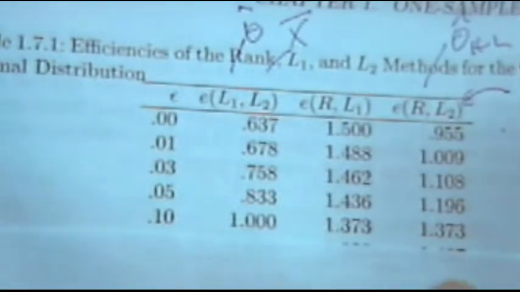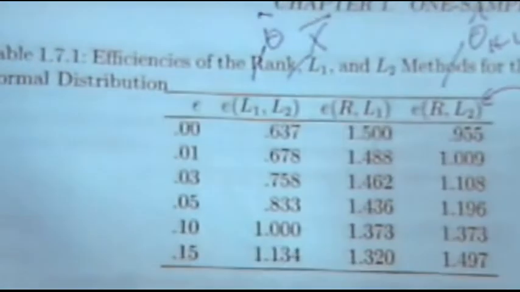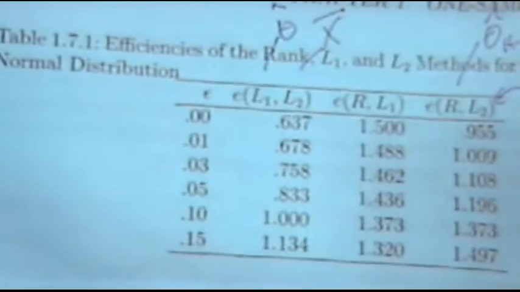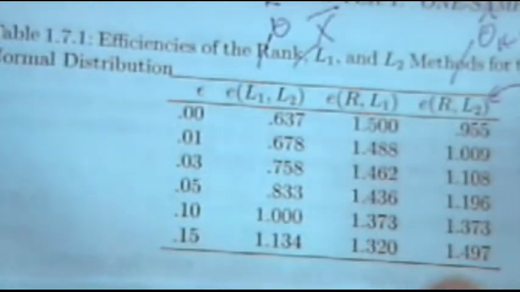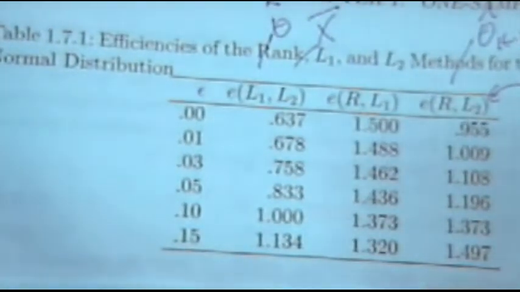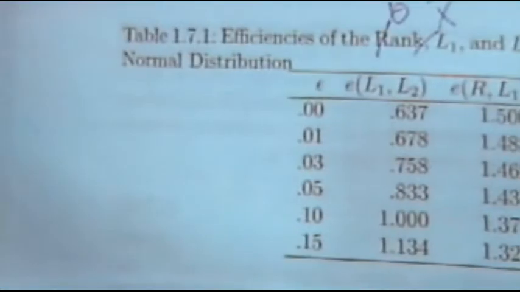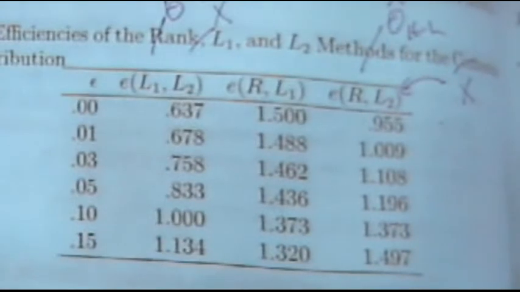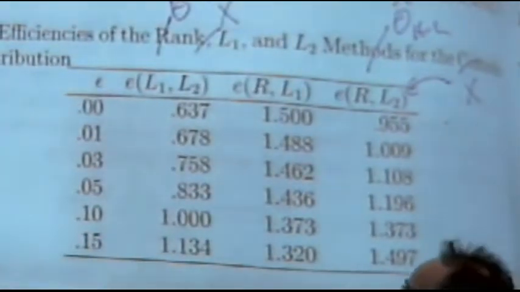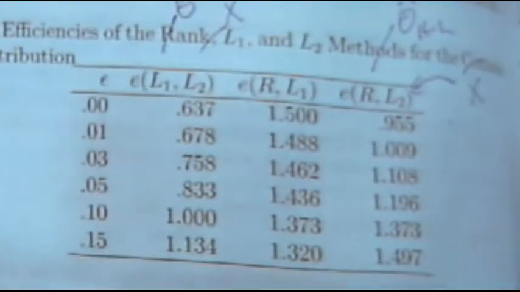There the Wilcoxon is 1.4 times better. You go to 15% contamination, that's 1.5 times. Any questions on that? I don't know, maybe it doesn't motivate us to get the Wilcoxon.